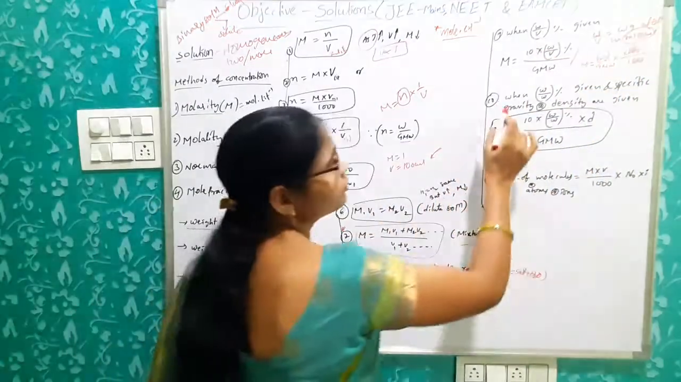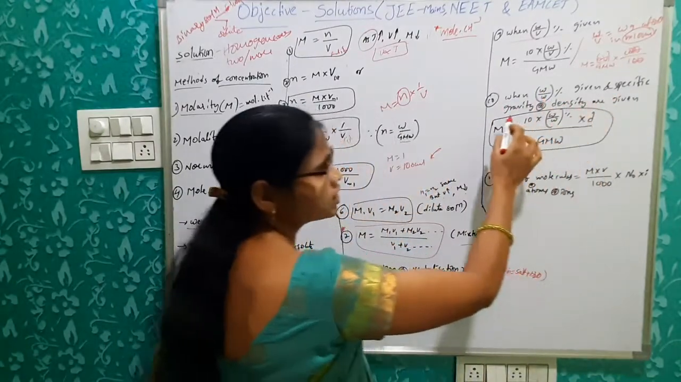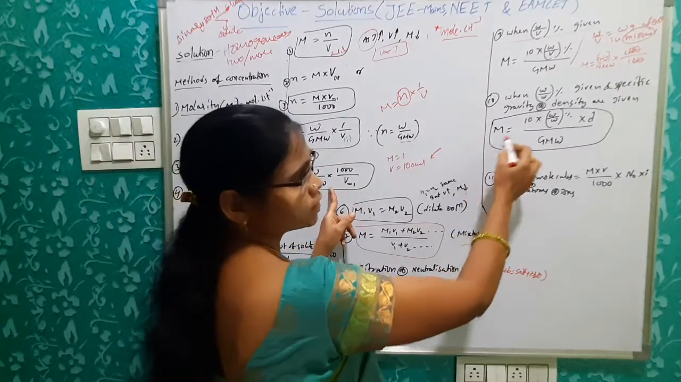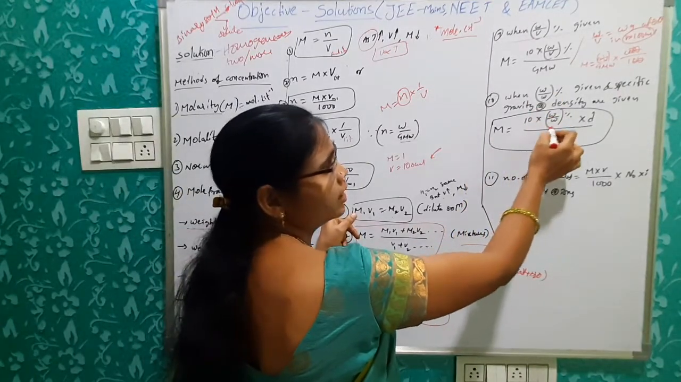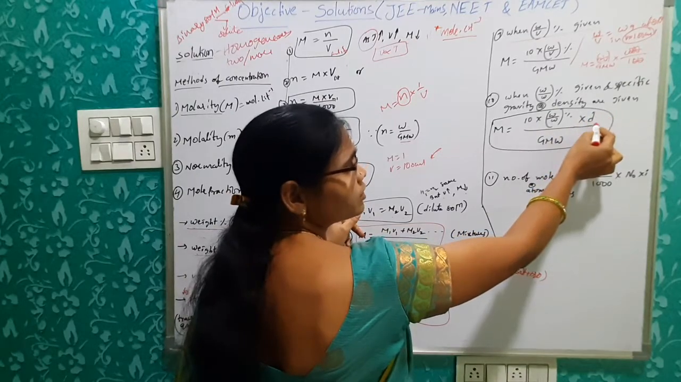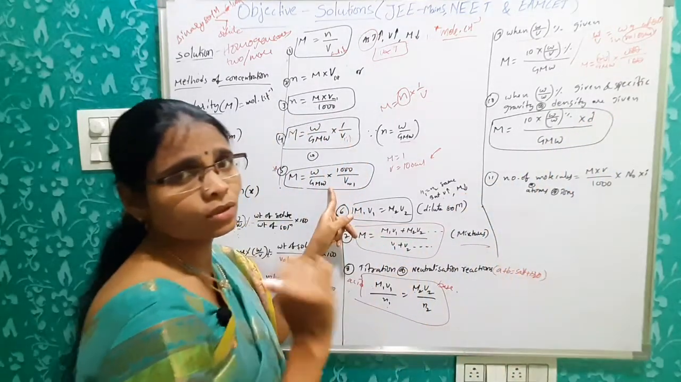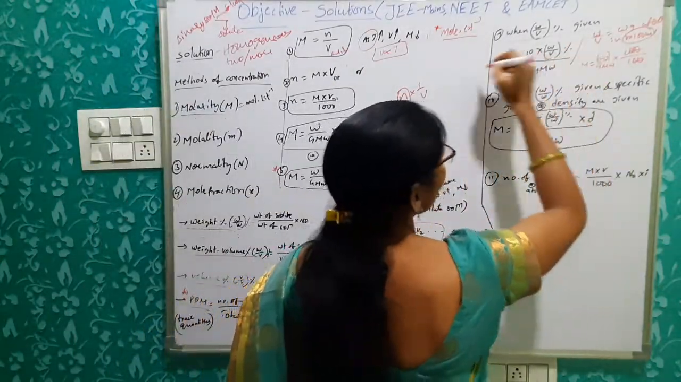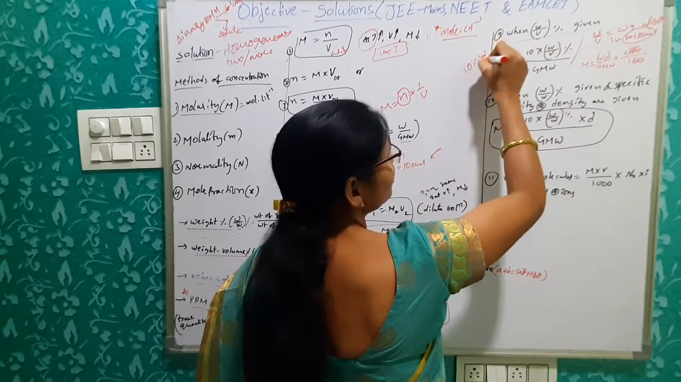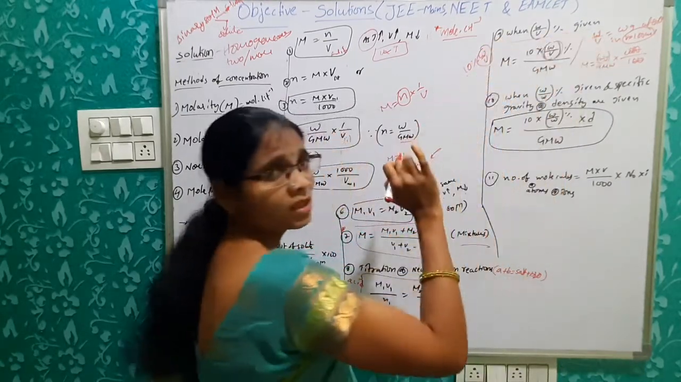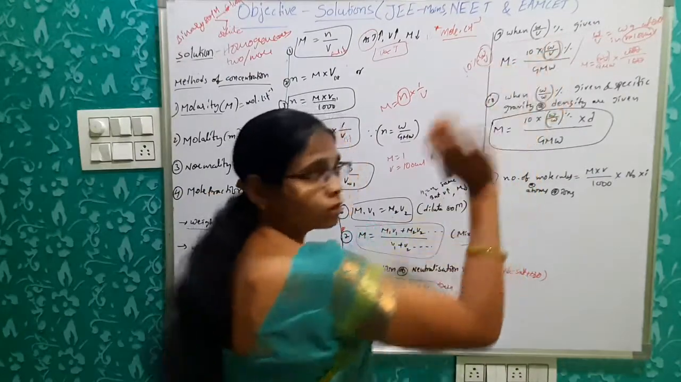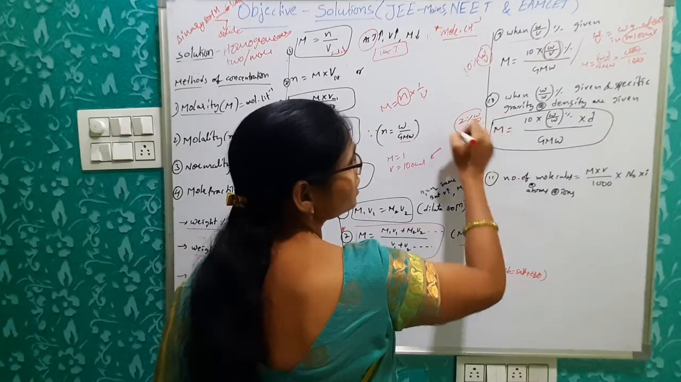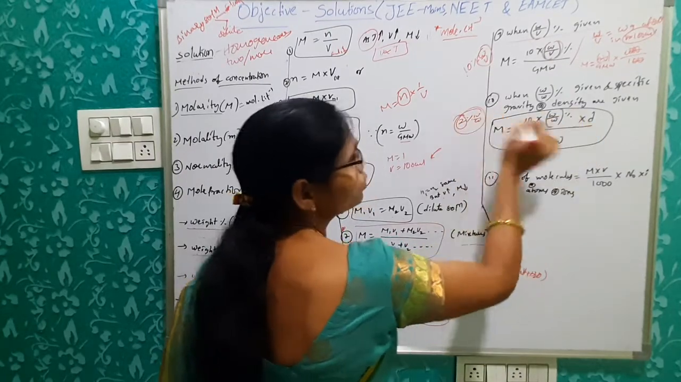Clear? Next, if weight percentages are given along with the specific gravity or density, then the formula changes to M is equal to 10 into weight by weight into d, the density or specific gravity, by gram molecular weight of that solute. Clear? Suppose 10 percent weight by volume is given, you take 10; for 4 percent, you take 4. Here also, same: if 2 percent weight by weight is given, you take 2.